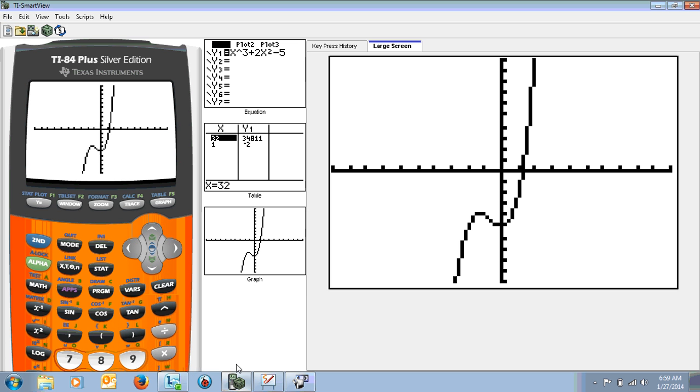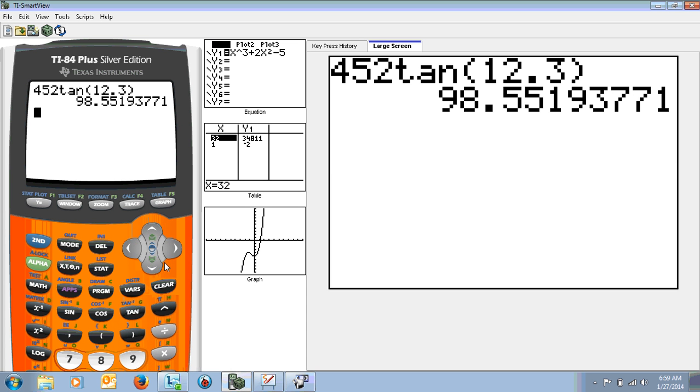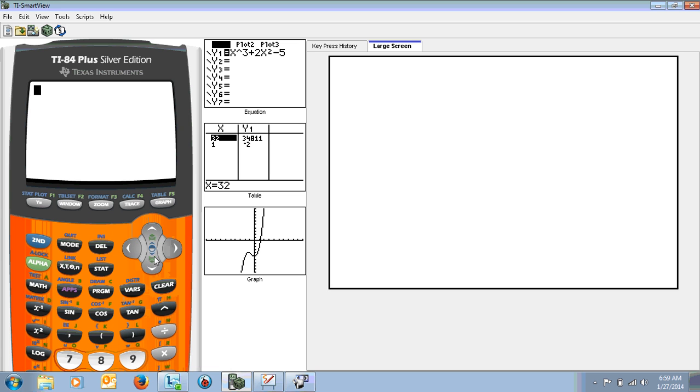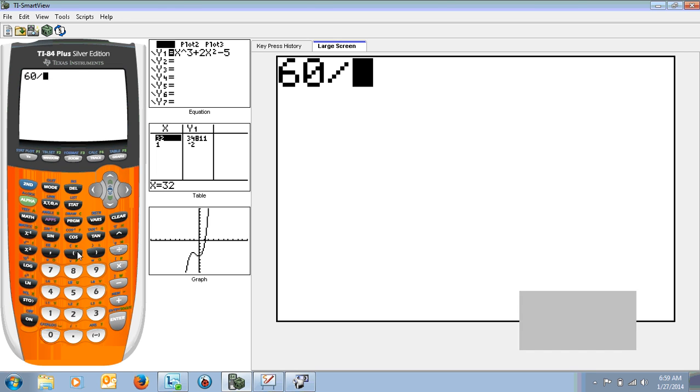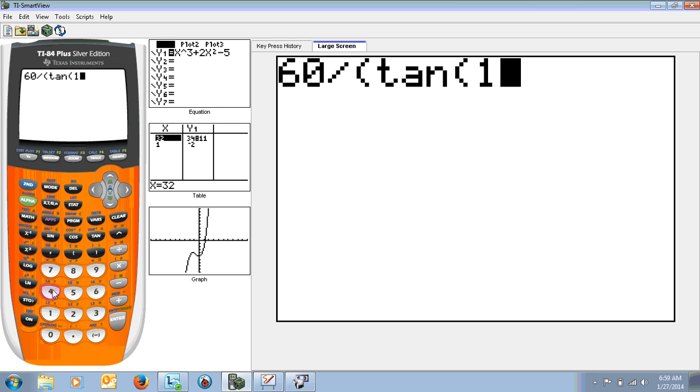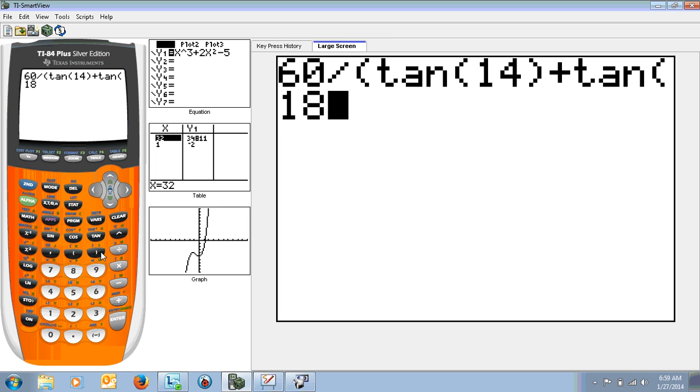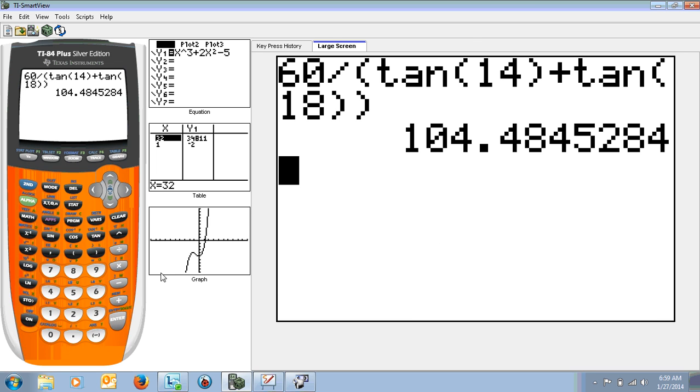So watch how I'm going to type this in. We're going to type in 60 divided by parentheses tangent 14 plus tangent 18. We're going to make sure that we're in degree mode so that we get a correct answer, and we're going to push enter. And our answer should be 104.485.